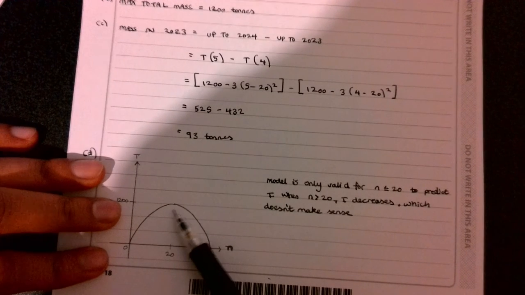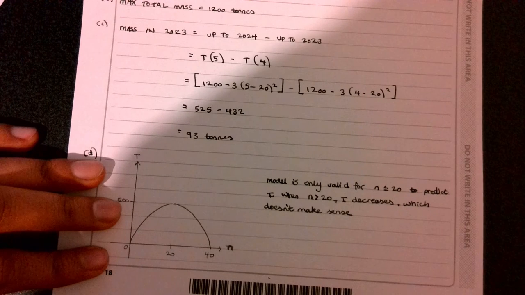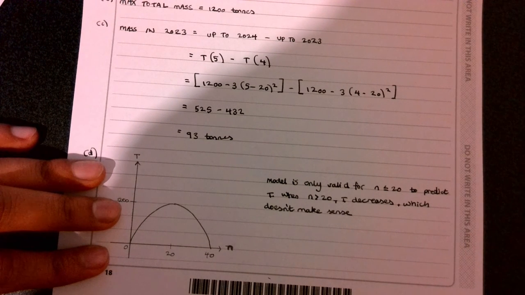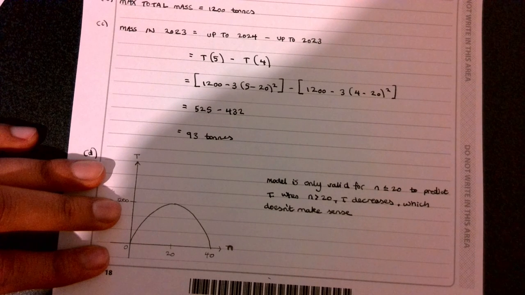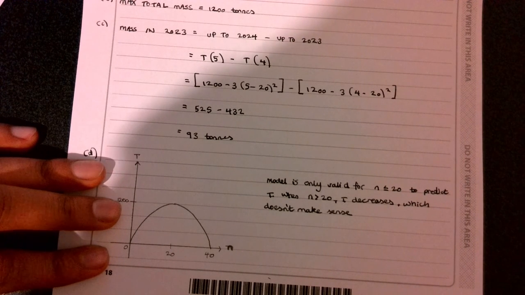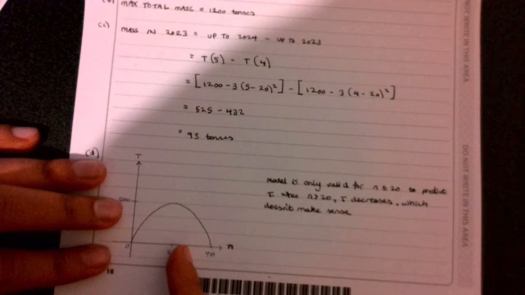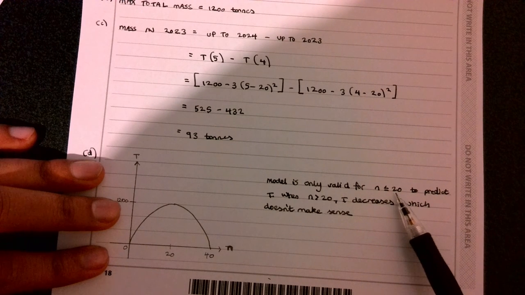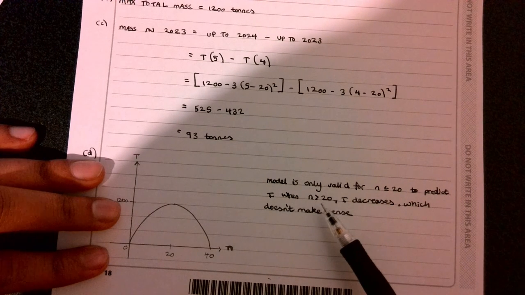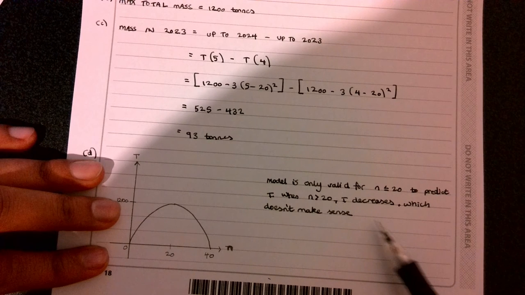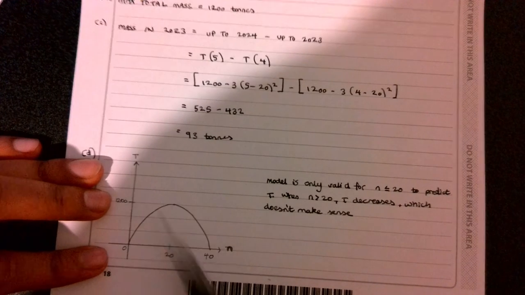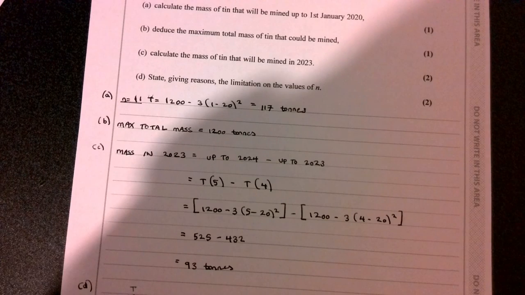But beyond that, the graph starts decreasing, which doesn't make any sense, because even if in an individual year the mass of tin that we mine might be less than the previous year, overall cumulatively we should have an increase, but the graph doesn't show this. So the model is only valid for n being less than or equal to 20 to predict t. When n is greater than 20, t decreases, which doesn't make sense, and we see that after 40 years t becomes negative as well, if you want to write that down.